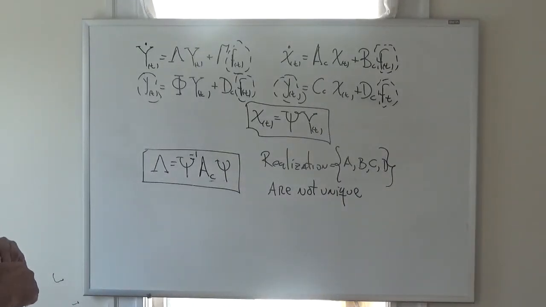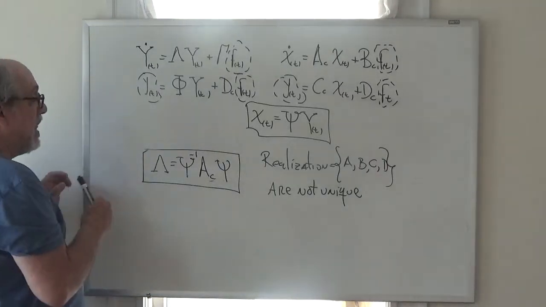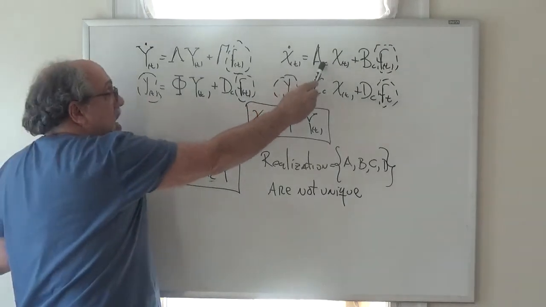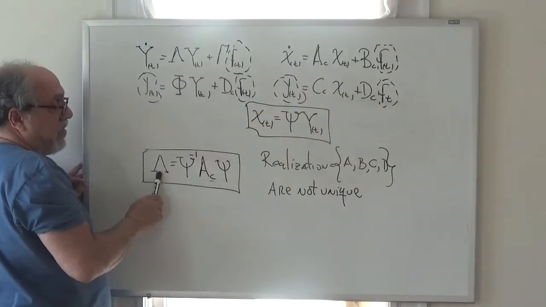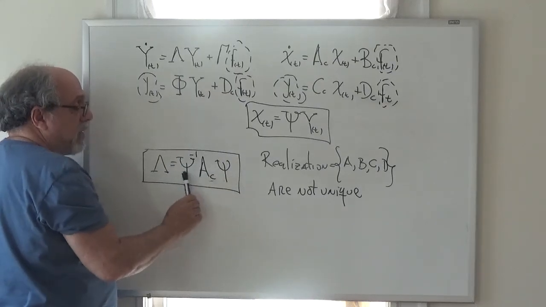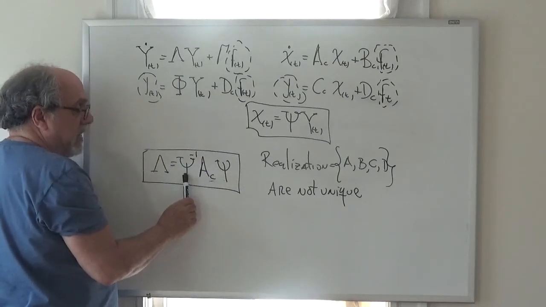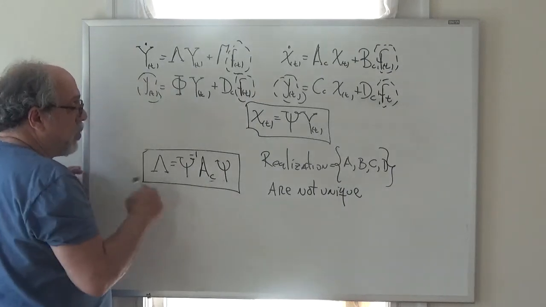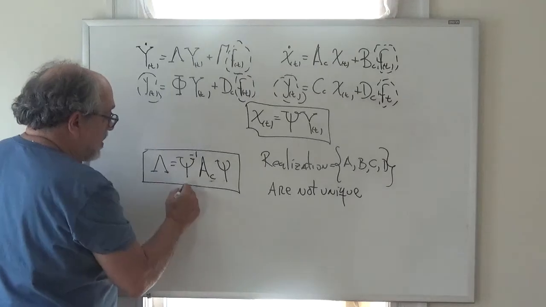But, let's see. You can see from this expression at least that the eigenvalues of A, which are these, are obtained by doing what to the matrix A? Multiplying it times phi to the minus 1 times phi, right? This is what we call a similarity transformation, right?